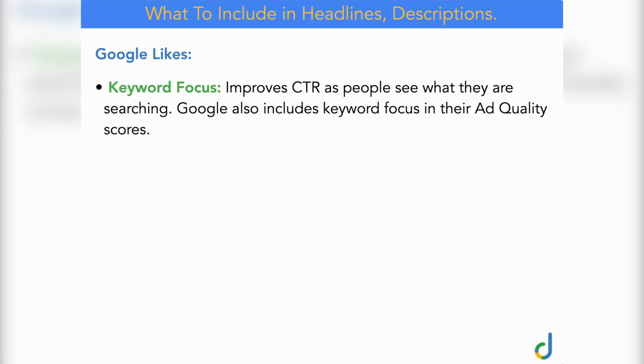The two core elements that you need to look at when you're writing your ad copy for your Google Ads is firstly, you need to look at what Google likes. And by this, we actually mean a keyword focus. And the reason for why this is so important is because keyword focus has been shown to improve your click-through ratio as people see what they are actually searching. And on top of that, Google also includes keyword focus in their ad quality score, meaning that if your ad copy actually matches what the user searched for, Google is going to reward your ad and it's going to be easier to rank in that position 1 and position 2.